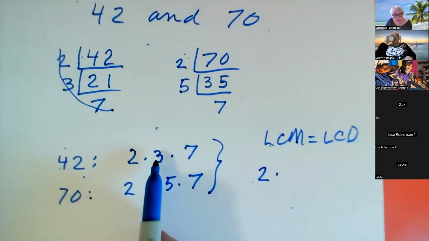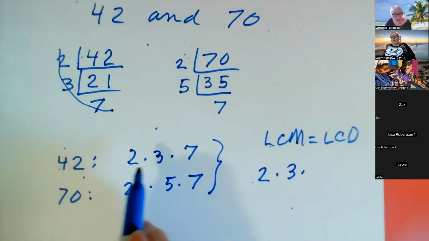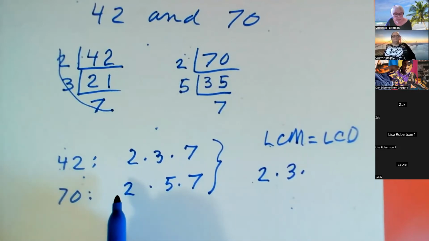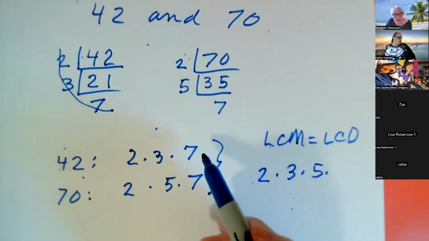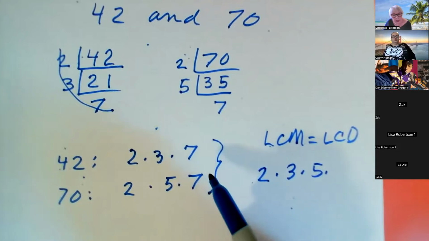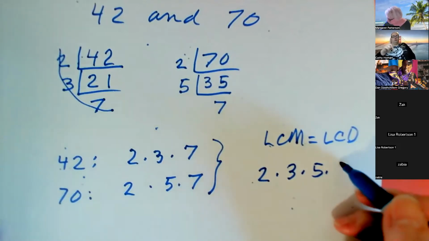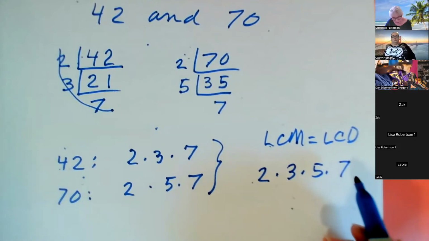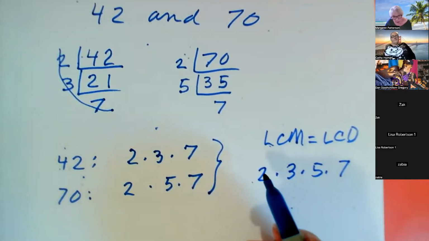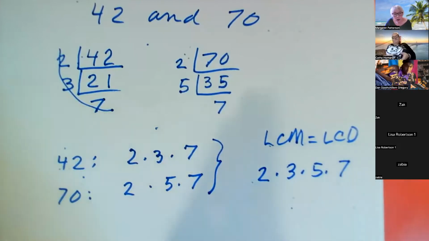Take them in order. 3. I need a 3, even though I only have it in one place. I need the 3. 5. 1. I need 1. 7. And now here's another case. I have a 7 here, one of them, and a 7 here, one of them. How many 7s do I need? 1. That is the perfect answer. That's the lowest common denominator, and it's the least common multiple. And we are absolutely 100% sure that it's perfect.